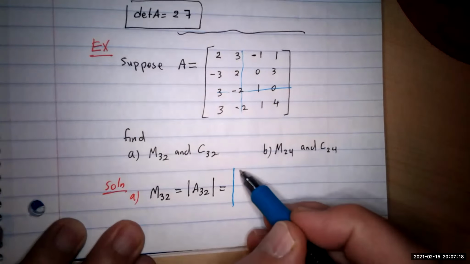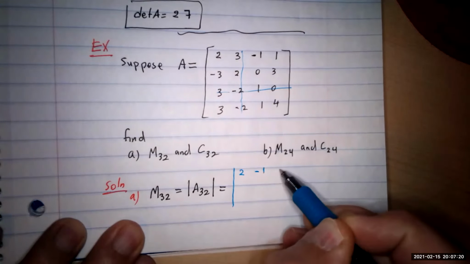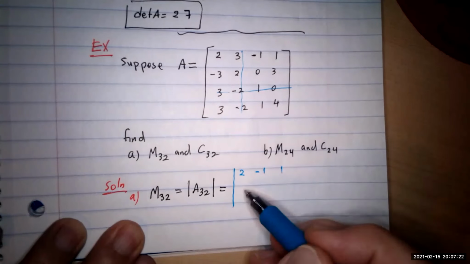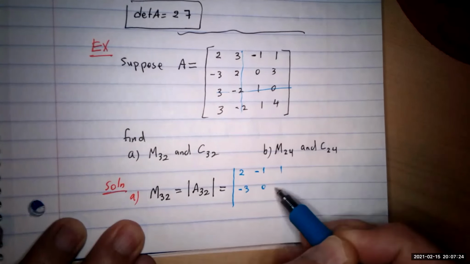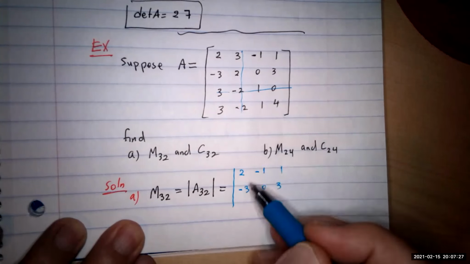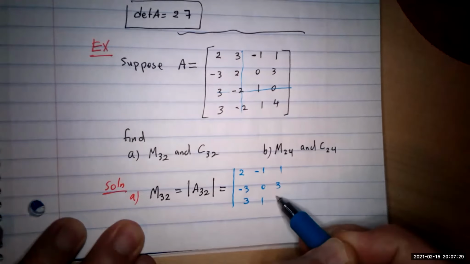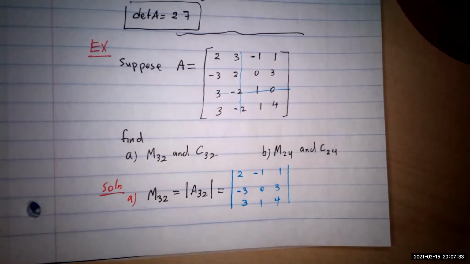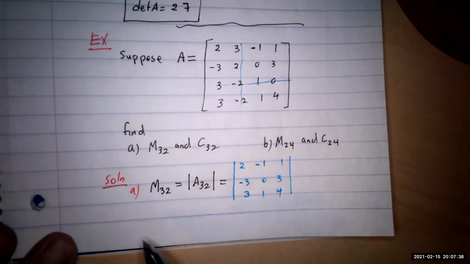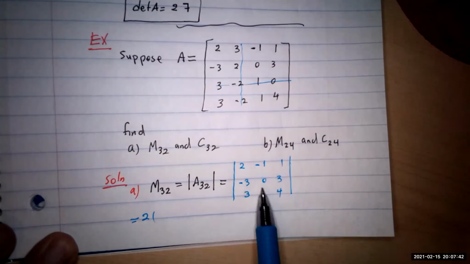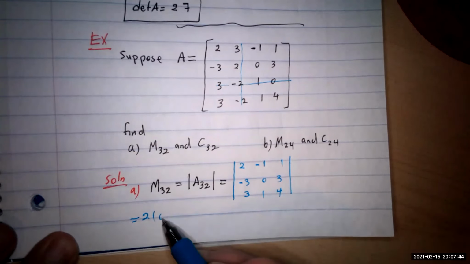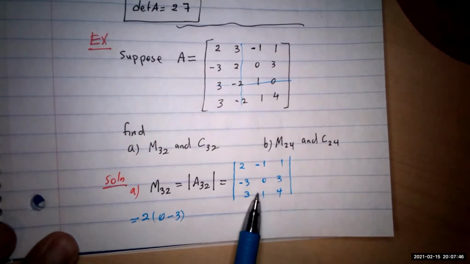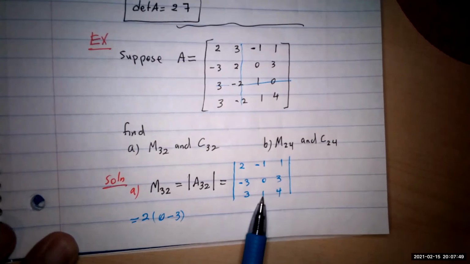The leftover is going to be 2, -1, 1, -3, 0, 3, and the last row is going to be 3, 1, 4. This is going to be the resultant matrix. You find the determinant of this one quickly and you're done. It's going to be 2 times, eliminate the first row, first column, 0 times 4 minus 3.